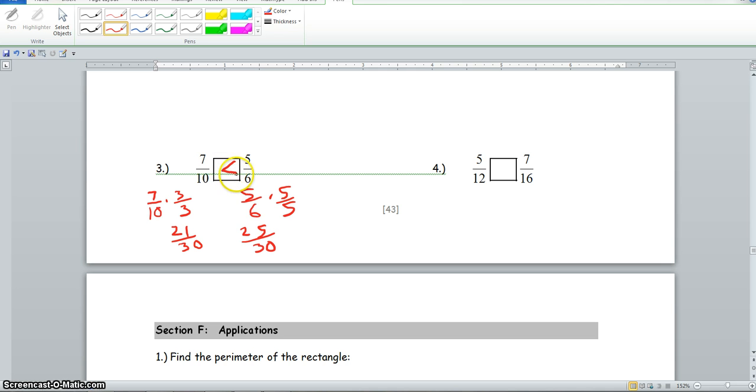And just to let you know, a little footnote about the inequality symbol: it always points to the number that's the lowest. So it always points to the lower number.